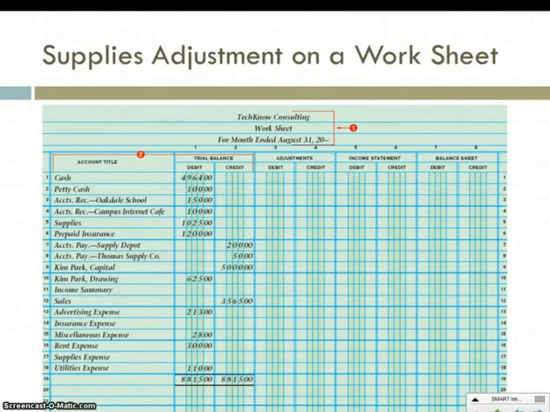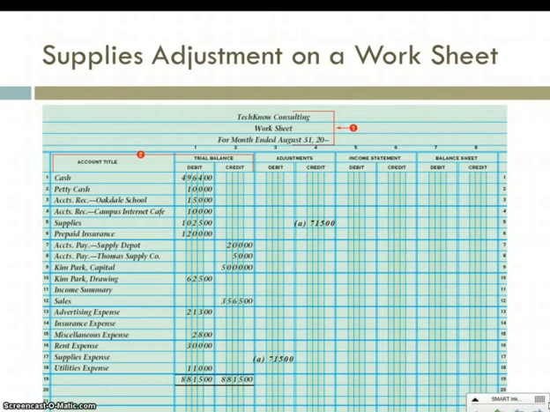So to put that information into the worksheet, in the adjustments column for debits, we're going to debit supplies expense for $715, and we will credit supplies for $715. And you'll notice that I have an A in parentheses next to these two items, and that's just to show that they are related.